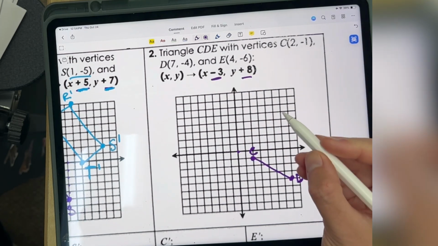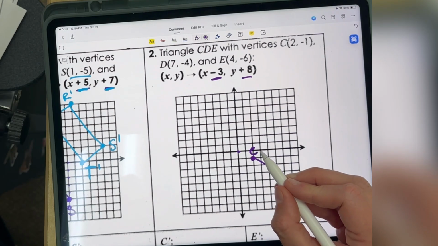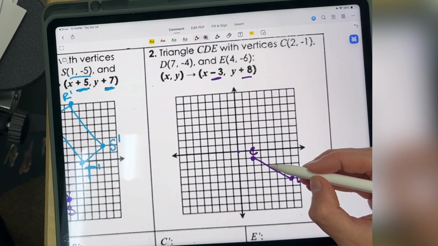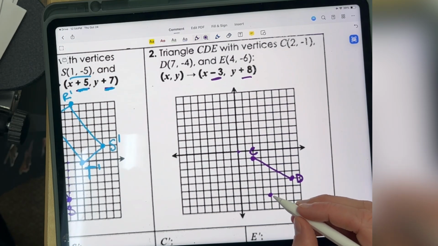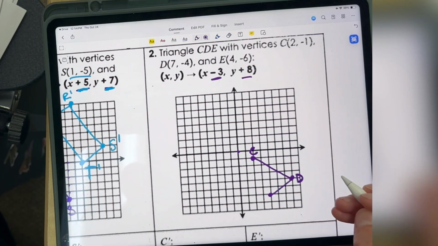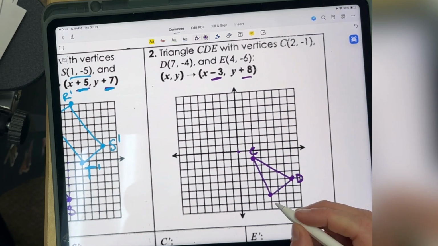Our last point in our triangle, point E, is at 4, -6. So that's over 1, 2, 3, 4, down 1, 2, 3, 4, 5, 6. And this is what your triangle should look like. And this was the original image E.